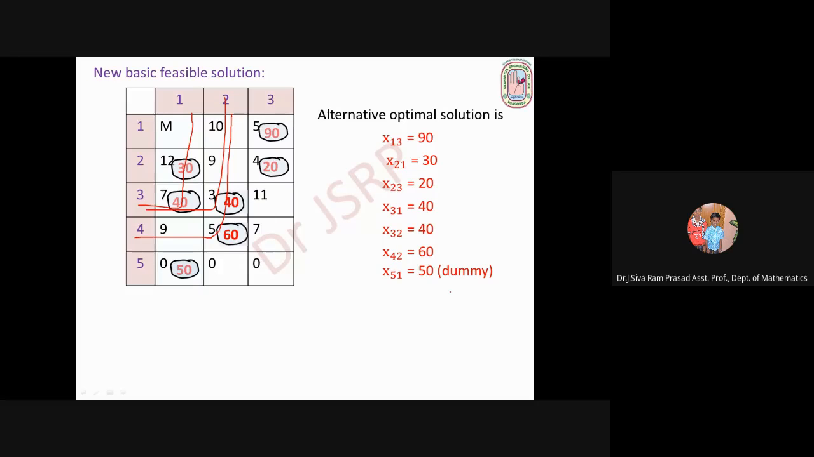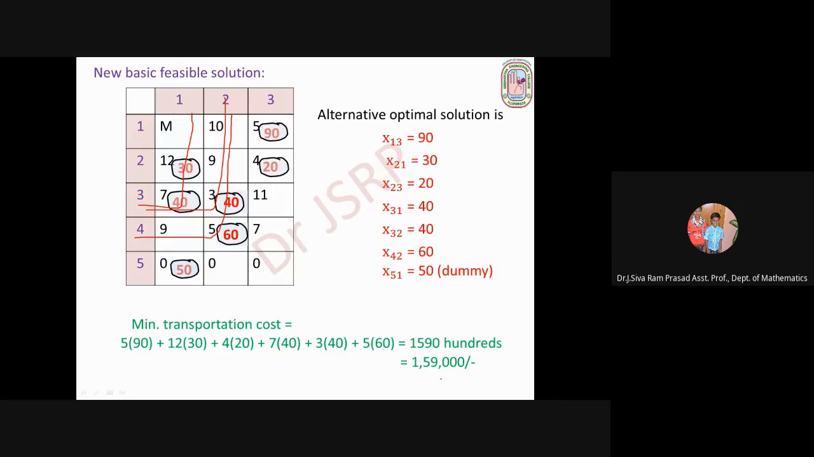And x51 is the same, with the dummy. So the minimum transportation cost is the same. So 5 into 90 plus 12 into 30 plus 4 into 20 plus 7 into 40 plus 3 into 40 plus 5 into 60. You get the same, 1,59,000 rupees. So you get the same minimum transportation cost, but the optimal solution may differ. So this is another transshipment schedule for the company with the same minimum transportation cost. This is the way to find multiple optimal solutions to a transportation problem.